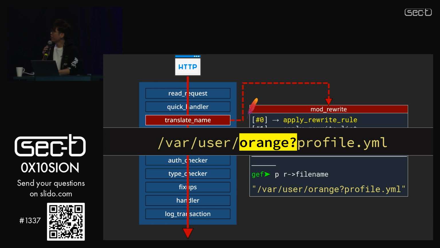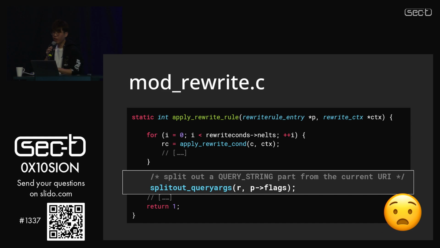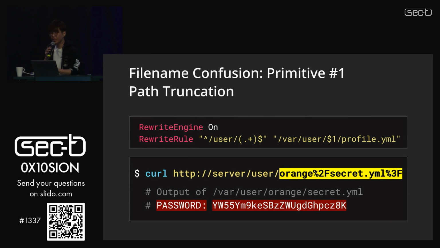So at the time of the name translation, the rewrite module will first process the rule to get the corresponding destination, just like the path in the slides. However, we said that the rewrite module will treat all the destinations as a URL. So the module then splits out the query string by the question mark. So here is a path truncation, and this is our first primitive. You can use a question mark to truncate the rest of the path. For example, here we use this truncation to access the secret file we can't access originally.